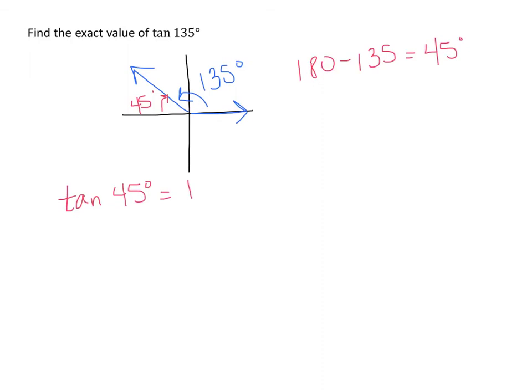That's simple enough. However, we still need to remember all students take calculus. This is a second quadrant angle. So the only functions that are going to be positive are sine and cosecant. Tangent isn't positive till quadrant 3. So for this particular angle, the tangent is actually negative. So it's -1.